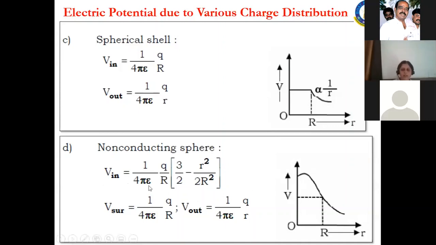You can see that the variation is represented by the shape of the curve from 0 to R. So unlike in case of the shell, here it is a sphere, so the variation is different. Then on the surface, it is 1 by 4 pi epsilon naught, q by r. Again, it is the same as for the spherical shell, and outside again it is the same 1 by 4 pi epsilon naught, q by r as the spherical shell. Only for the values inside, the variation is different between the spherical shell and the sphere. So you can see the difference in the shape of the graphs for these two cases.